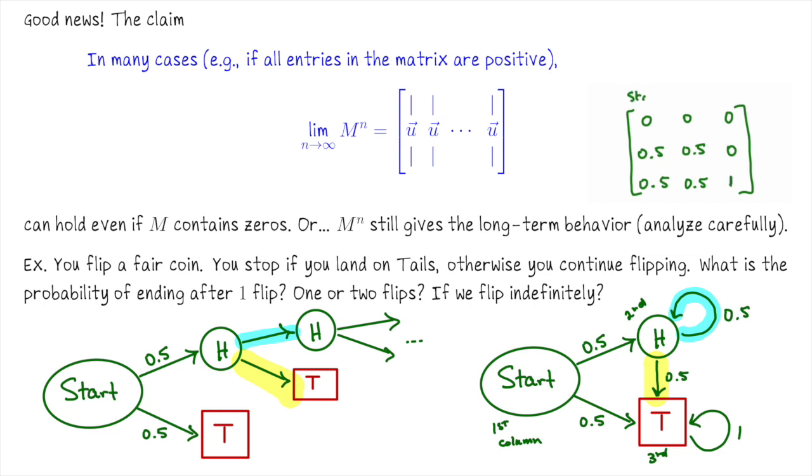Okay, so this was like our starting node. This was heads and this was tails. Now this is a stochastic matrix. All of the columns sum to 1, but it's not a positive stochastic matrix because of the presence of all those zeros. Let's see what happens though.